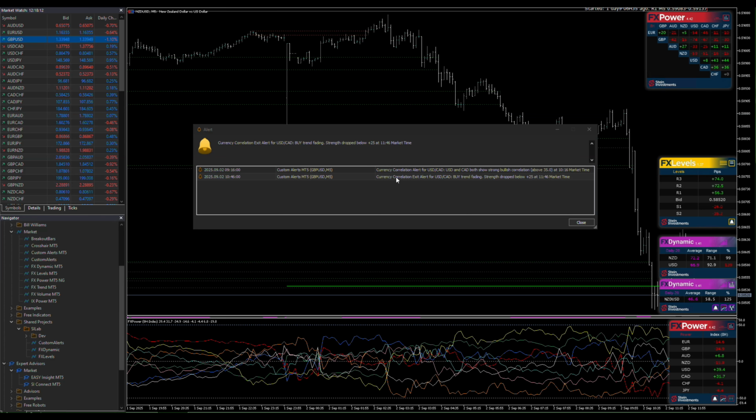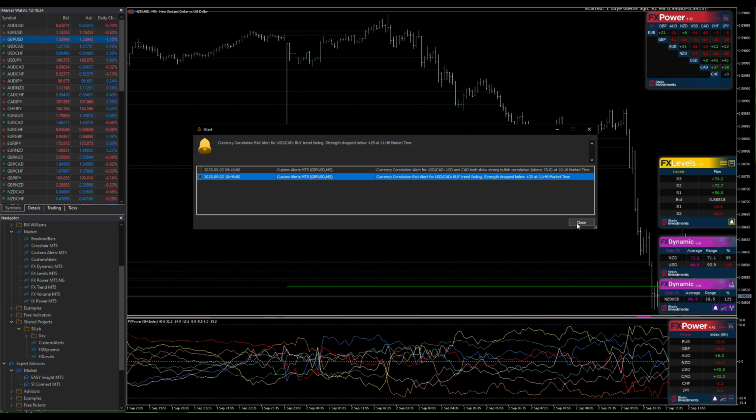And it also sends you a currency correlation exit alert saying the buy trend is fading, strength dropped below 25. That's a value we just set to become aware of when this trend starts to become weaker and when it's worth to have a closer look at the corresponding pairs.